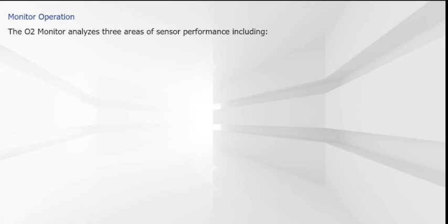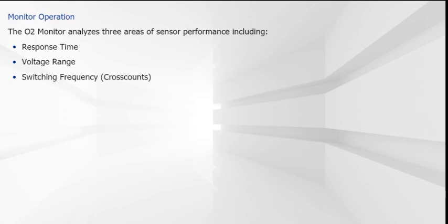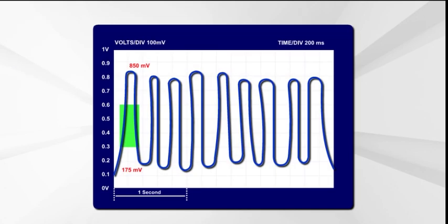The O2 monitor analyzes 3 areas of sensor performance, including response time, voltage range, and switching frequency, or crosscounts. Response rate represents the amount of time required for the oxygen sensor to recognize a rich or lean condition. To determine the response rate, the PCM commands an abnormal air-fuel ratio and then calculates the time it takes the O2 signal to move from 300 millivolts to 600 millivolts, or vice versa. A good sensor will typically switch from lean to rich or rich to lean in less than 100 milliseconds.